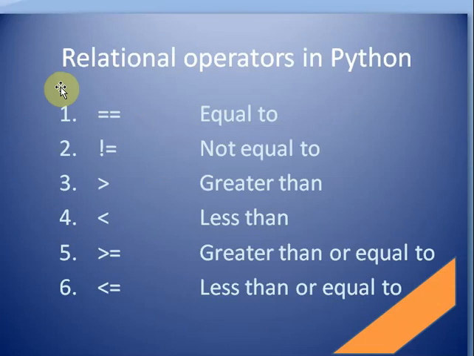In Python, relational operators are equal to, not equal to, greater than, less than, greater than or equal to, less than or equal to. These relational operators are same as you learn in C language. So, I think there is no need to explain.